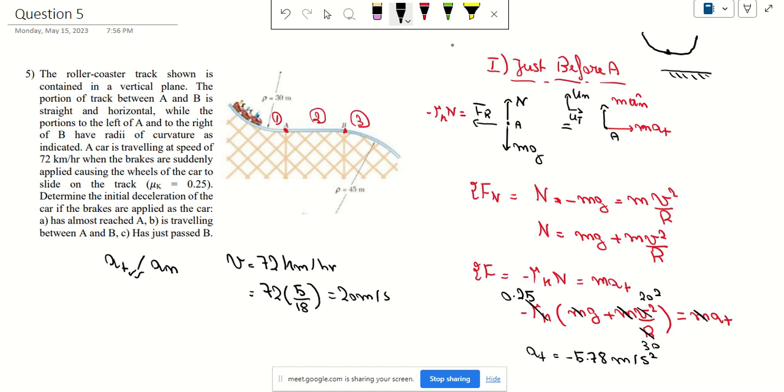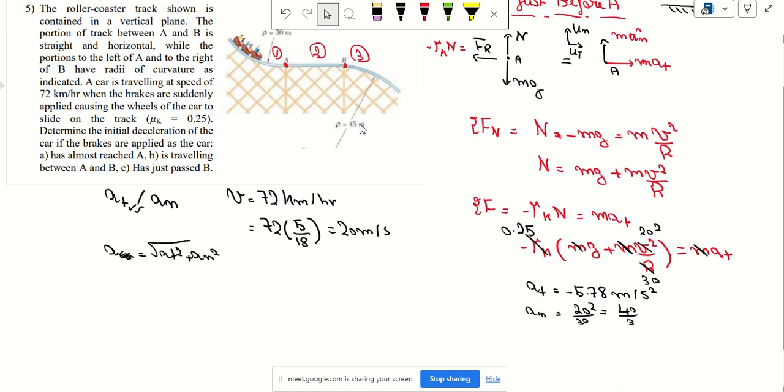If you are asking about not the deceleration but the total acceleration, the total acceleration will be equal to the square root of a_t squared plus a_n squared, and we have got the a_t already. a_n is equal to v squared over rho, which is 20 squared over 30, so it's equal to 40 over 3. This is the a_n. If you were asking about the total acceleration, yeah?